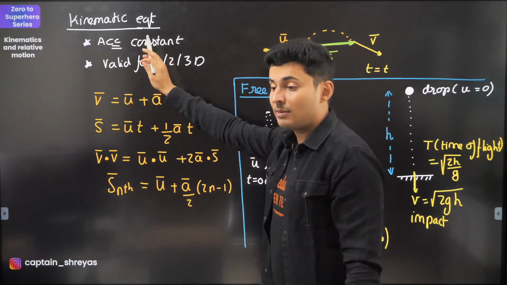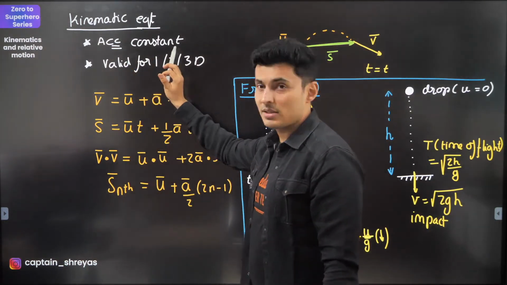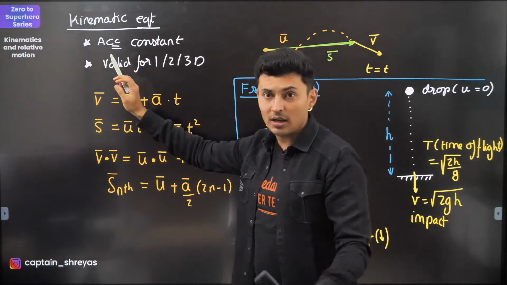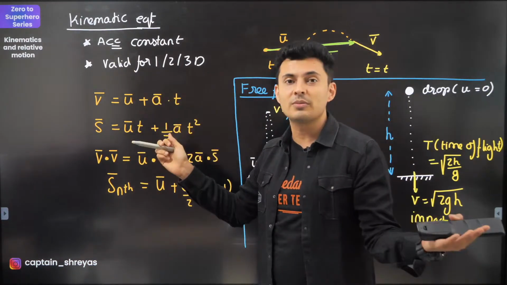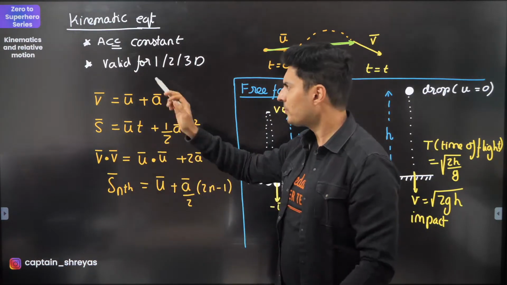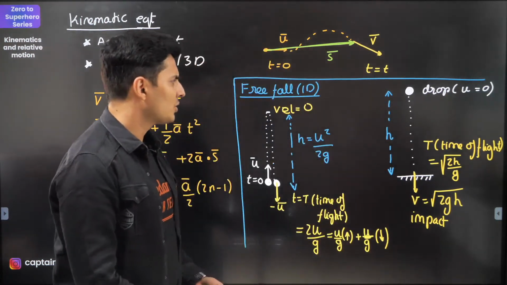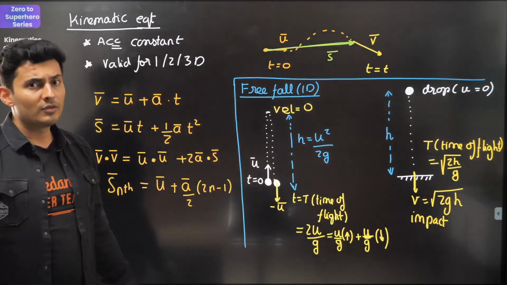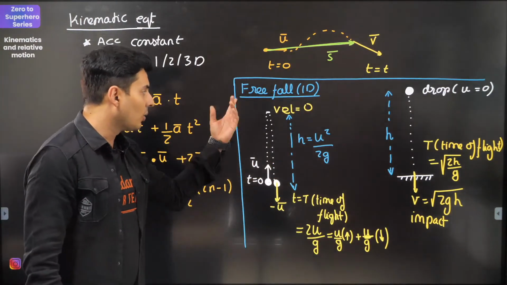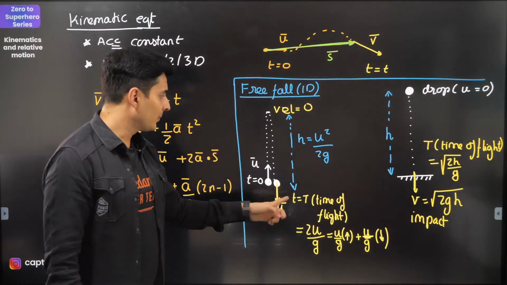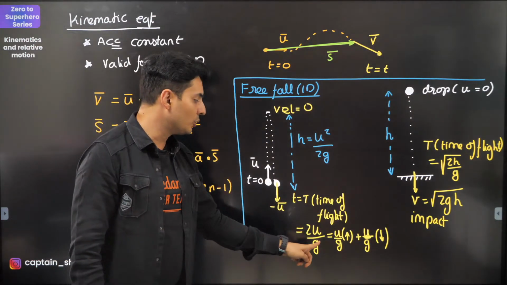Remember one thing, kinematic equations are only valid for constant acceleration. If acceleration is variable, then you have to shift to derivatives and integration. It's valid for 1D, 2D, 3D, everything, guys. That's something which you should keep in mind. Standard formulas which you should know: when you throw a ball up and it comes down, the total time of flight is 2u by g.